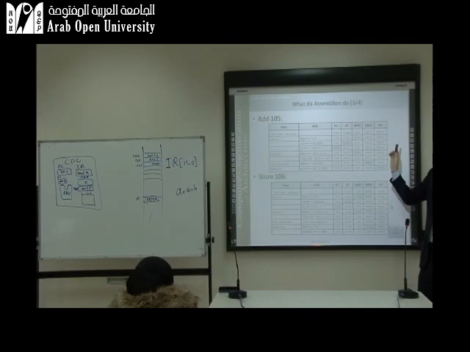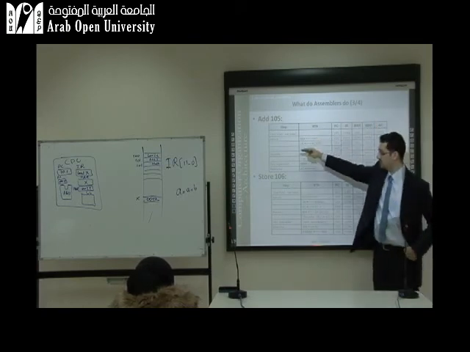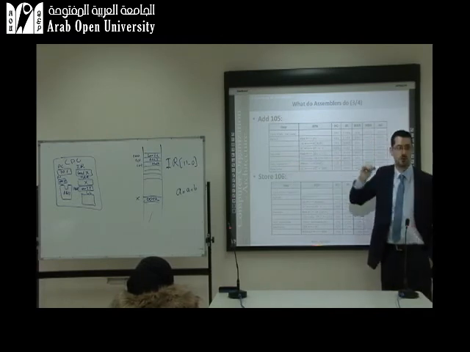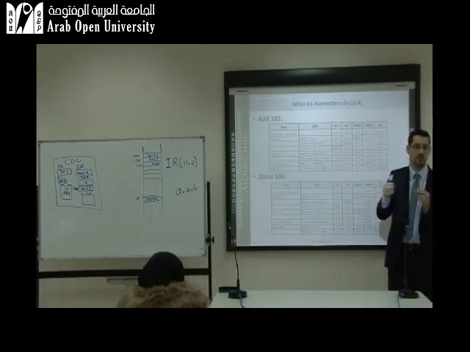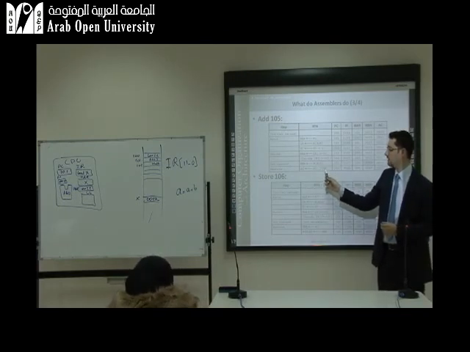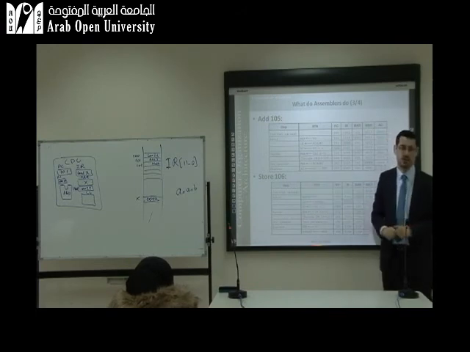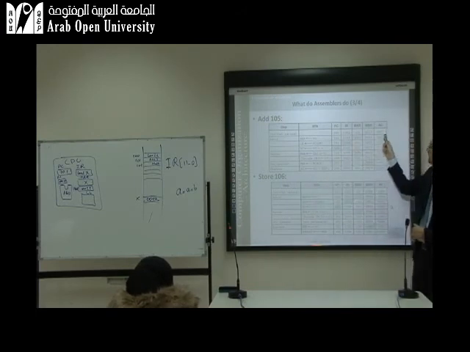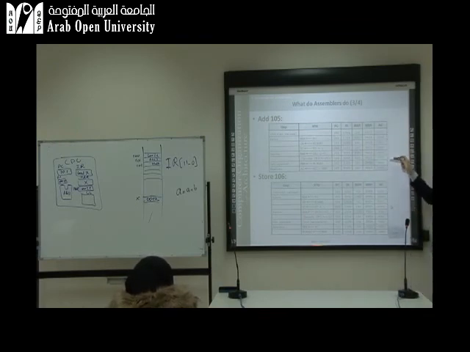Okay? Finally, I need to execute. So I prepared the fetch and decoded the instruction, now I need to execute. During the execution process, the MBR will be added to the accumulator, and the value will be stored inside the accumulator. And what was the content of the accumulator? It is not changed, okay, until the execution of add 105.